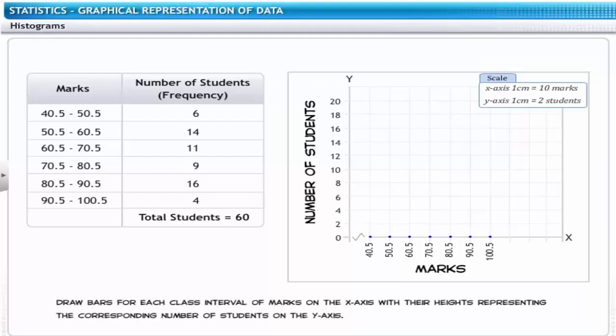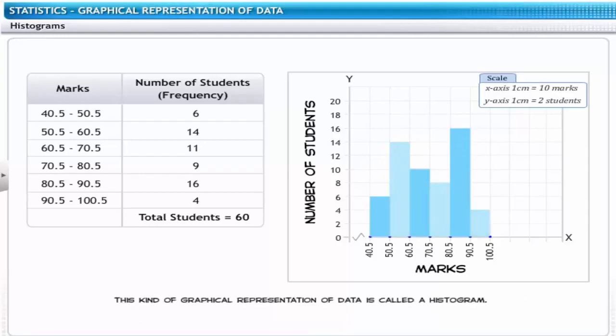Next, we draw bars for each class interval on the x-axis representing the corresponding number of students indicated on the y-axis. For example, 6 students scored marks in the class interval 40.5 to 50.5. 14 students scored marks in the class interval 50.5 to 60.5 and so on. This is the completed graph. This kind of graphical representation of data is called a histogram.